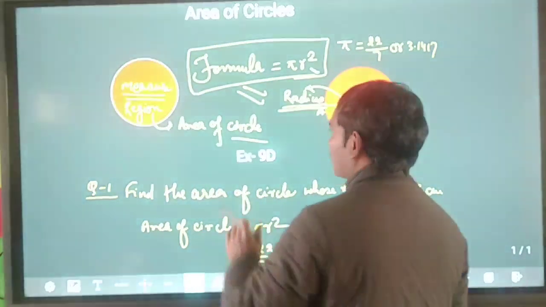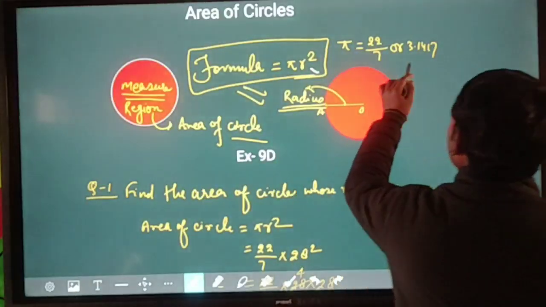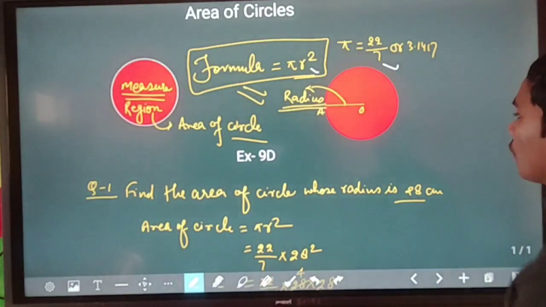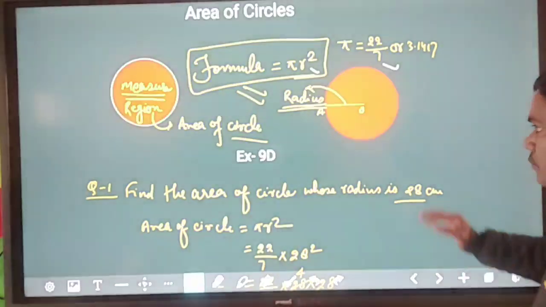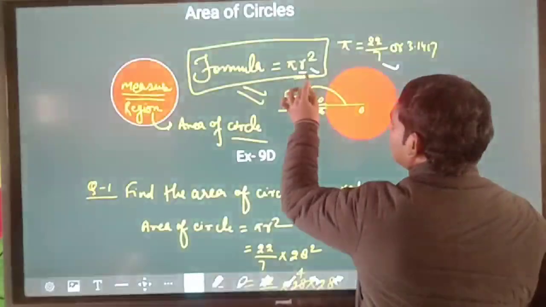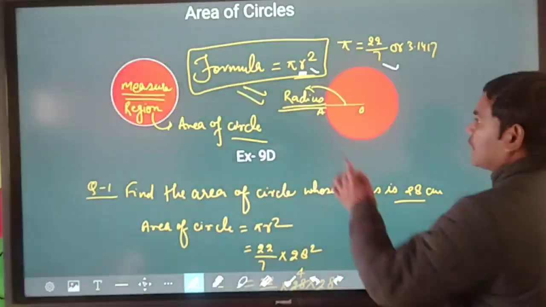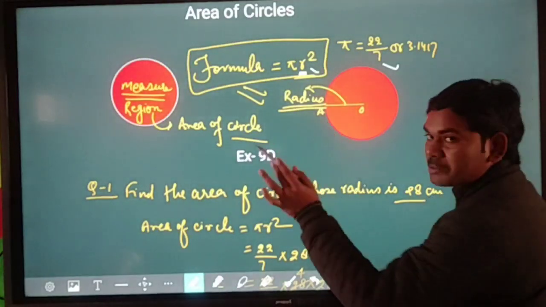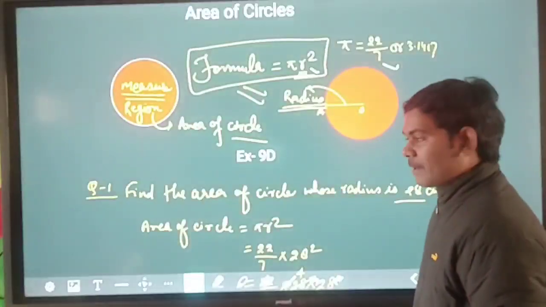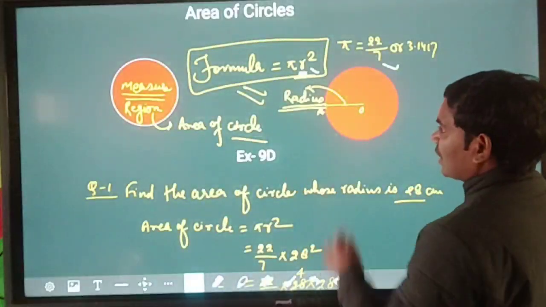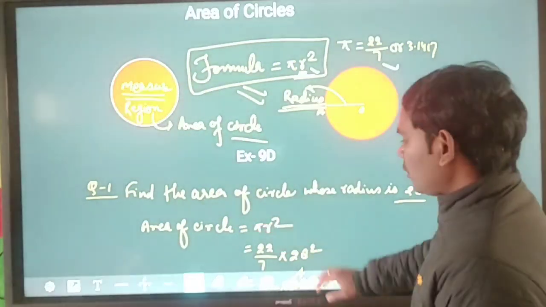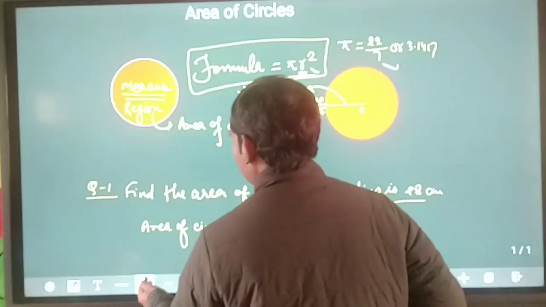And the value of pi can be given as 22 by 7 or 3.1417, where r stands for radius of circle. And what is the radius? The distance from center to its boundary is called its radius. So these are the basic concepts of area of circle. Now let's see the questions we have solved.